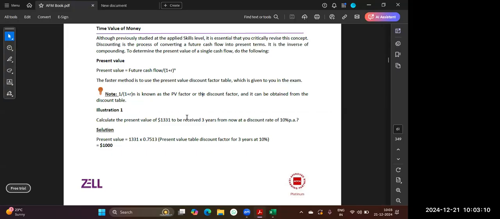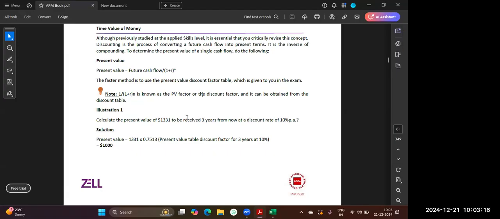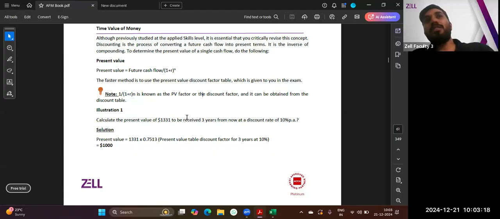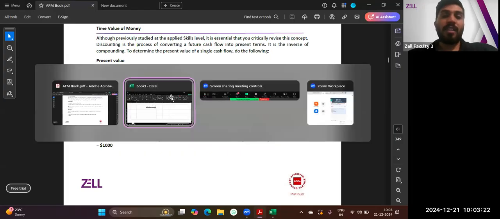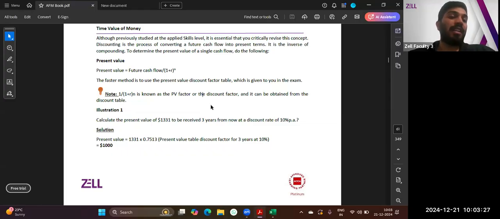Now, sir, let's look at present value. What do you mean by present value? The current value of the money. Current value. That means if I'm going to receive 11,000 rupees after 10 years, the value of that 11,000 today is only 1,000 rupees. Correct?